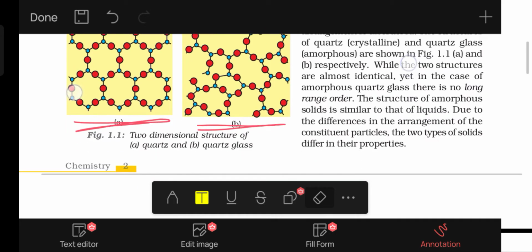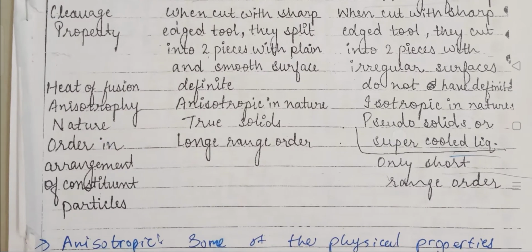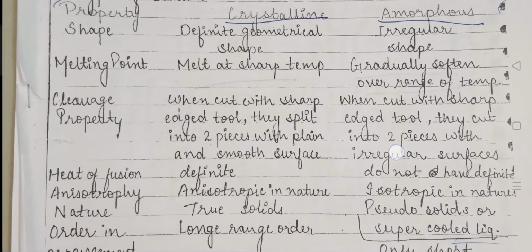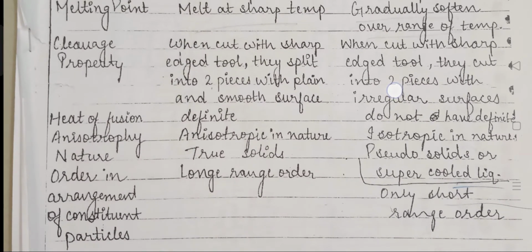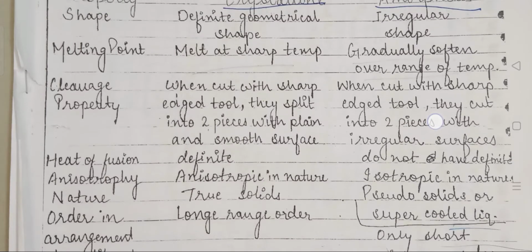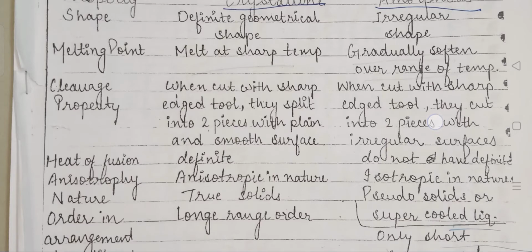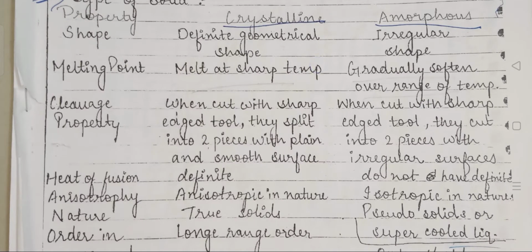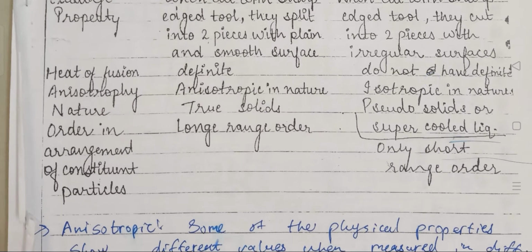Next up, what do we have? Heat of fusion. Here, in crystalline, we saw the structure, so it's pretty visible that it will have a definite heat of fusion, but amorphous will not have. Next up is melting point. I didn't say it properly: in crystalline it melts at a sharp temperature, so at a specific temperature the solid that you are using will just melt, but in amorphous it gradually softens over a range of temperature. This is pretty important.